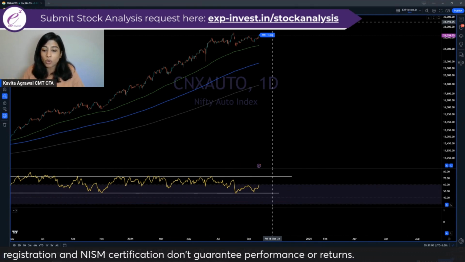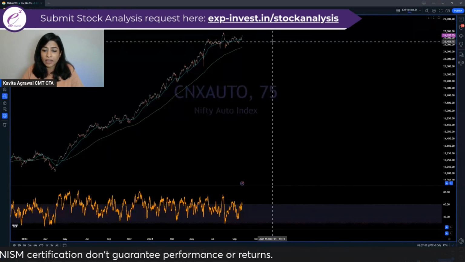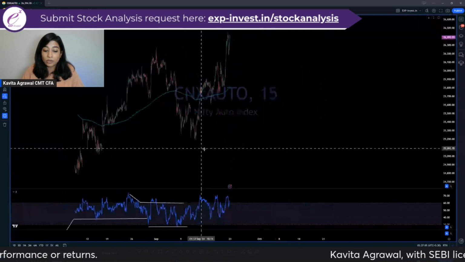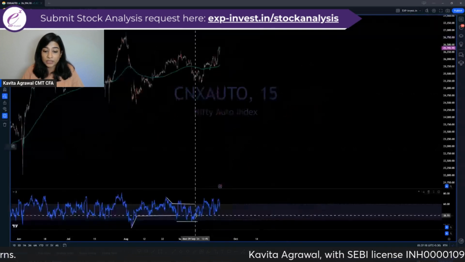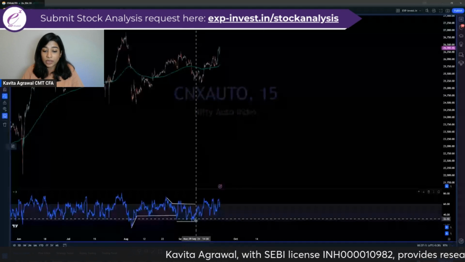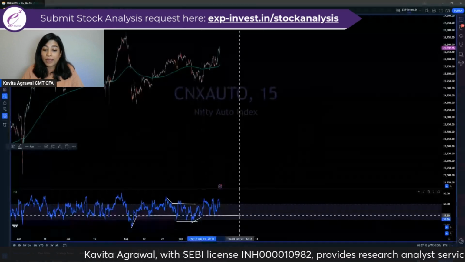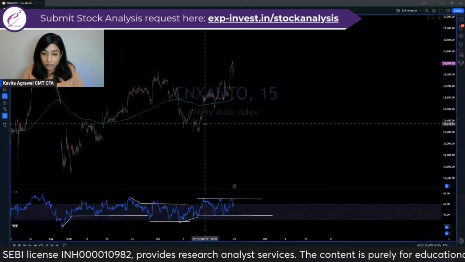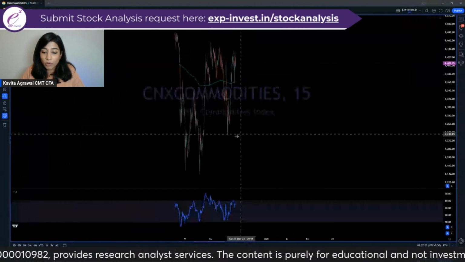So very bullish on all time frames, daily, 75, even 15 minutes. See, the 15 minute has clearly gone back to what I call the bull range. Here it has given a tremendous positive divergence, and it has again moved back to the bull range, and I think it can continue going into that. So let's move on to the next sector, commodities.